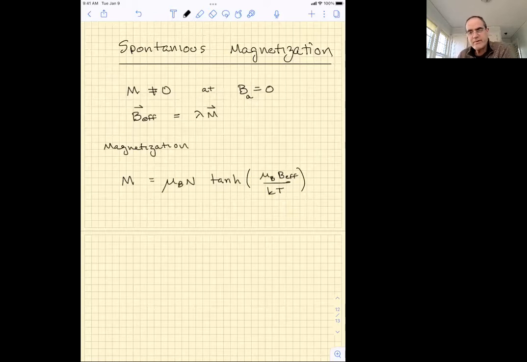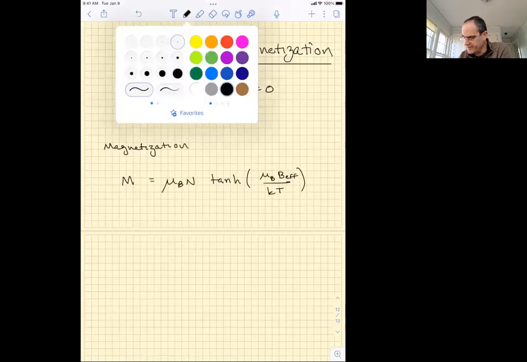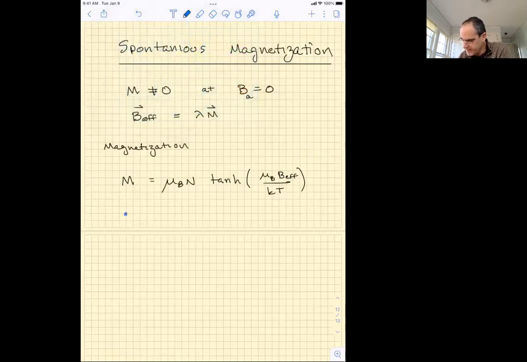And to understand what this equation means now, we have to look a little bit more carefully at it and even rewrite it to make it simple enough that the behavior kind of stands out to us. So that's what we're going to do in the next few lines. We're going to notice a couple of things. First of all, this term mu B times N has a physical meaning. It's actually the magnetization we would get if all the spins pointed in the same direction. In other words, it's the maximum magnetization. The second is, we've already noticed that B effective is just lambda times M.